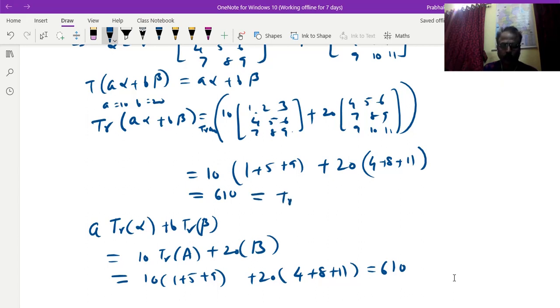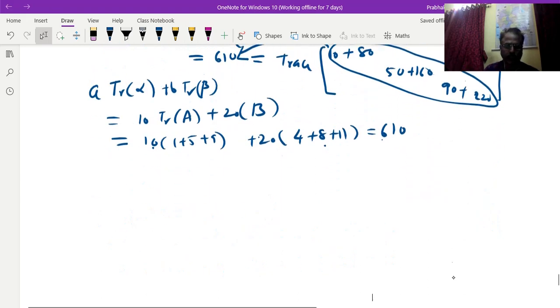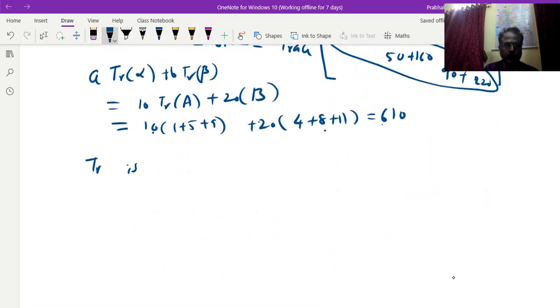Actually, in reality, we have found the trace of 10 plus 20 into 4, which is 80. Second one, 50, diagonally I am writing, 20 into 8, 160. Third one, 10 into 9, 90, plus 20 into 11, 220. Remaining values are not important, and we are adding all this. When you add all this, you got 610. So here what we did, 10 into trace of A plus 20 into trace of B equals 610. Both are 610. So we proved that, and 610 is a real number. So we proved that trace is a linear transformation as well as a linear functional and a real number.